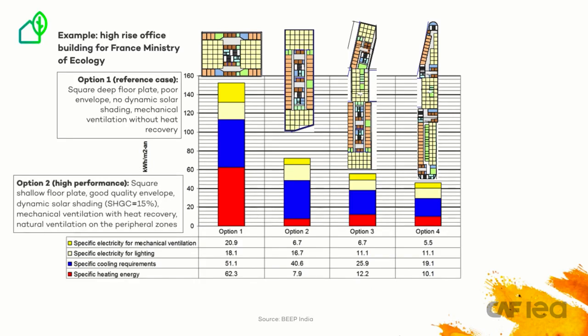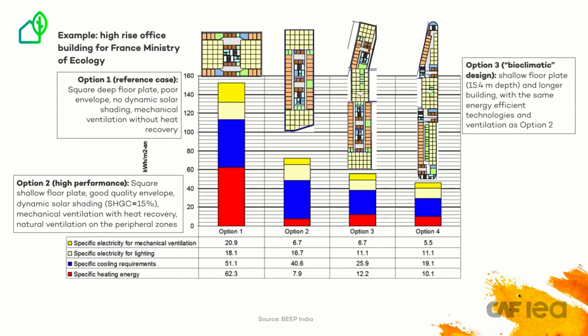Option 2 has incorporated a better envelope, dynamic solar shading, some natural ventilation, and mechanical ventilation with heat recovery. The shape of the building has also been changed to reduce the depth of the floor plate. These changes have significantly reduced the heating energy compared to option 1, as well as the energy needed for mechanical ventilation. Option 3 has a shallow floor plate and has designed a longer building.